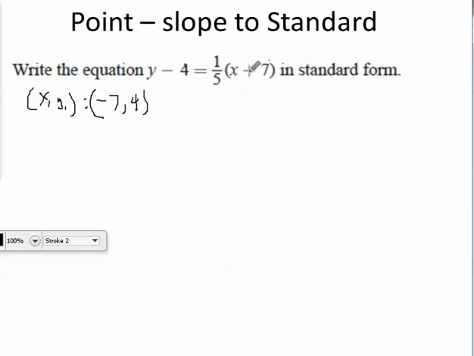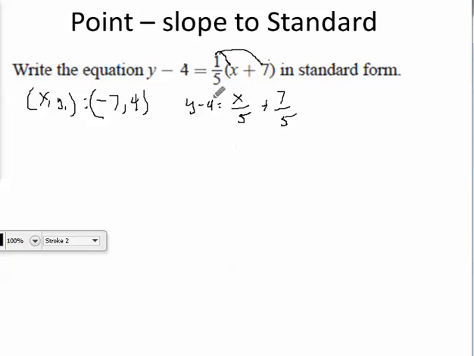Remember I told you it had to be a minus, so that means it had to be a -7 in this particular situation. So we want to write it in standard form. Well, standard form is where I've got ax plus by equals c. So what I'm going to have to do is move some things around. I'm going to start with the distributive property. I'm going to take this 1/5 and multiply it times both of these two right here. So I'm going to get y minus 4 is equal to x over 5, that's 1/5, plus 7 over 5.